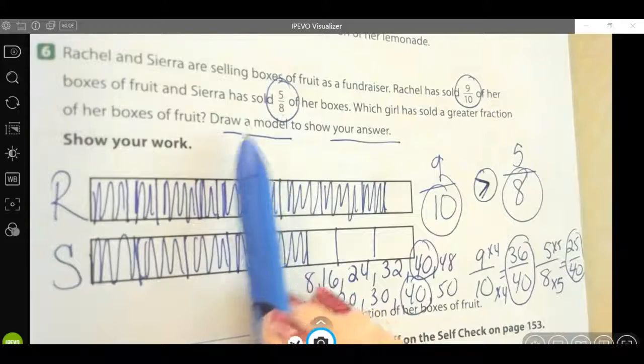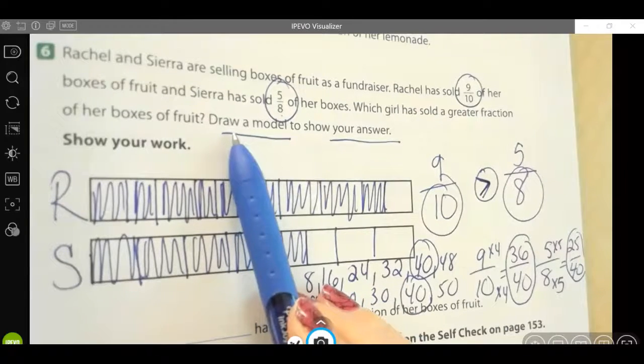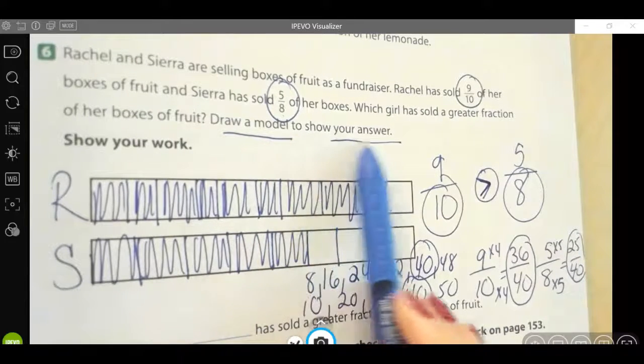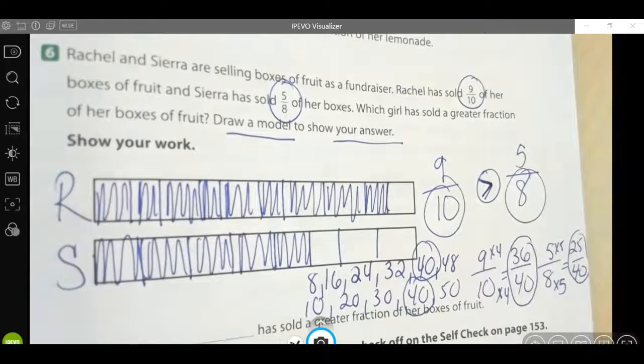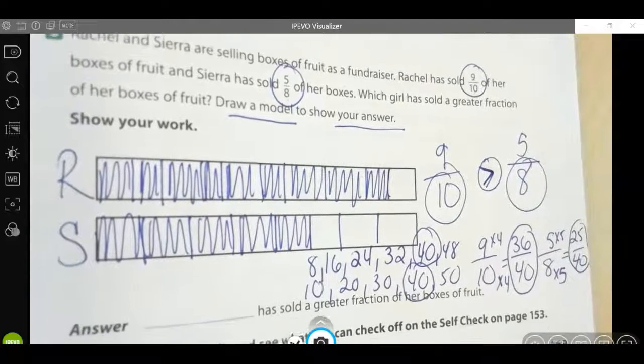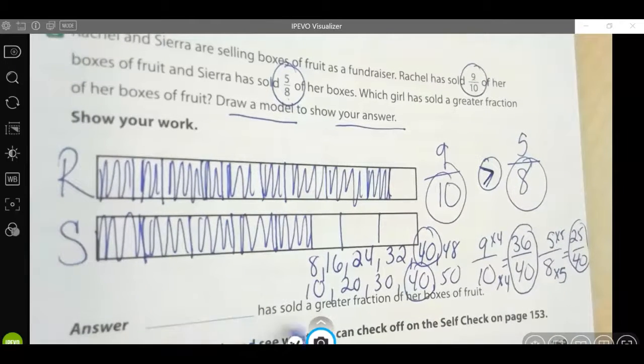And we did this because the directions said to do what? Draw a model and show our work, which means to do this. Okay. So who sold the greater fraction of their box? Rachel. Good.